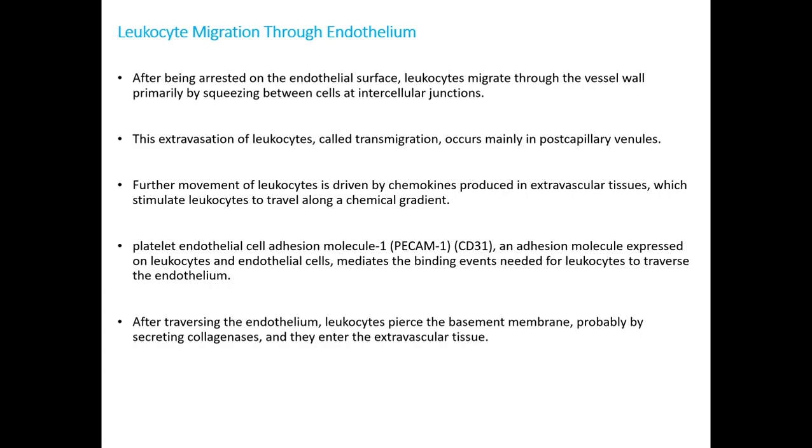Leukocyte migration through the endothelium. After being arrested on the endothelial surface, the leukocyte migrates through the vessel wall primarily by squeezing in between the cells at the intercellular junction. This extravasation of the leukocyte, or transmigration, occurs mainly in the post-capillary venules. Further movement of the leukocyte is driven by chemokines produced in the extravascular tissue, which stimulate the leukocyte to travel along a chemical gradient. Platelet endothelial cell adhesion molecule, which is called PECAM-1, also called CD31.